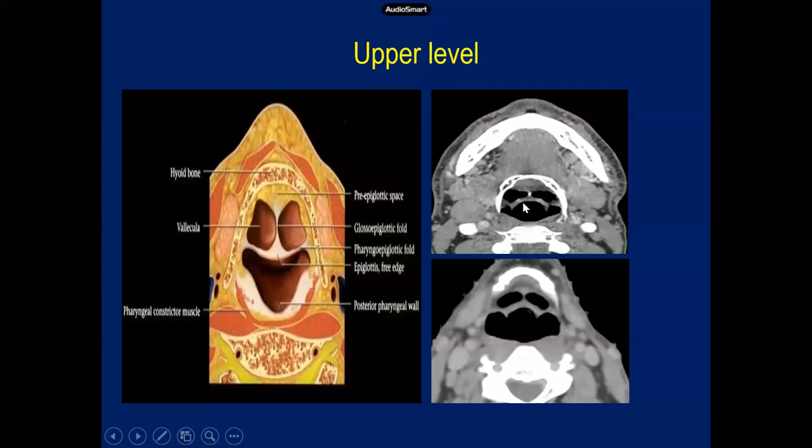So how you will see it in CT scan: this is the hyoid bone, this is the median glossoepiglottic fold, and lateral to that is the vallecula. This is the free epiglottis, and this is the pharyngoepiglottic fold, which you will see in the CT scan. And this is the pre-epiglottic space in CT scan, and it continues laterally as the paraglottic fat, which I will show later.